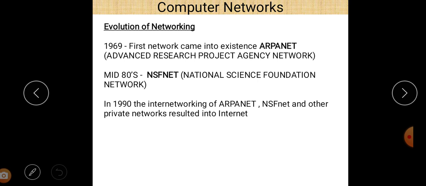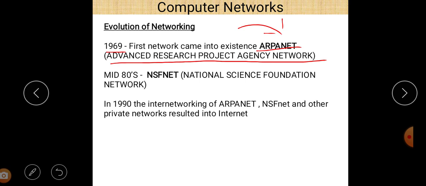Next is evolution of the networking. First of all, in 1969, it is sometimes asked in examination, the full form of the ARPANET. It is a very important question. ARPANET means Advanced Research Project Agency Network. So the first network that came into existence is called the ARPANET, and it is a general knowledge question: what is the first computer network? The first computer network that came into existence is called the ARPANET.